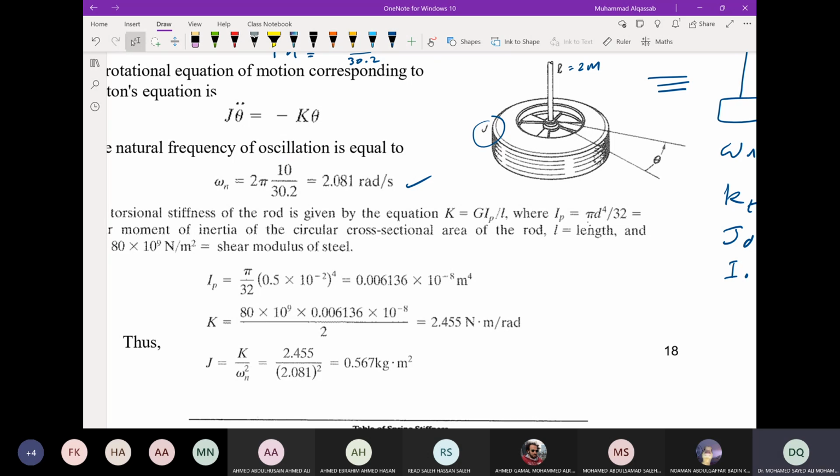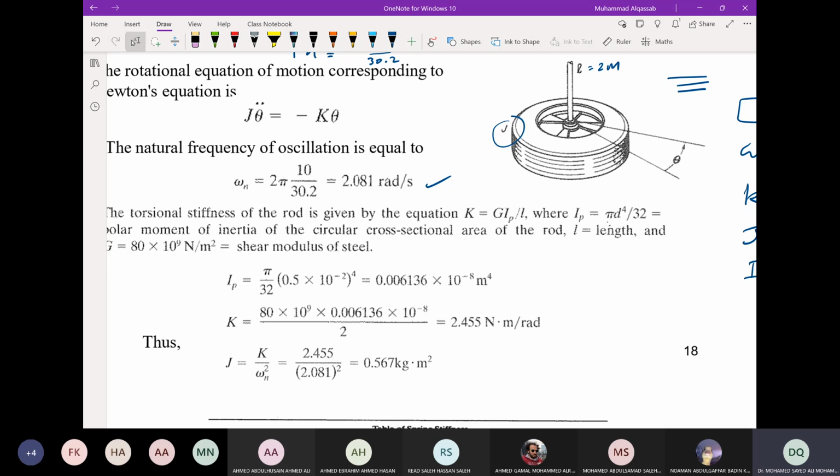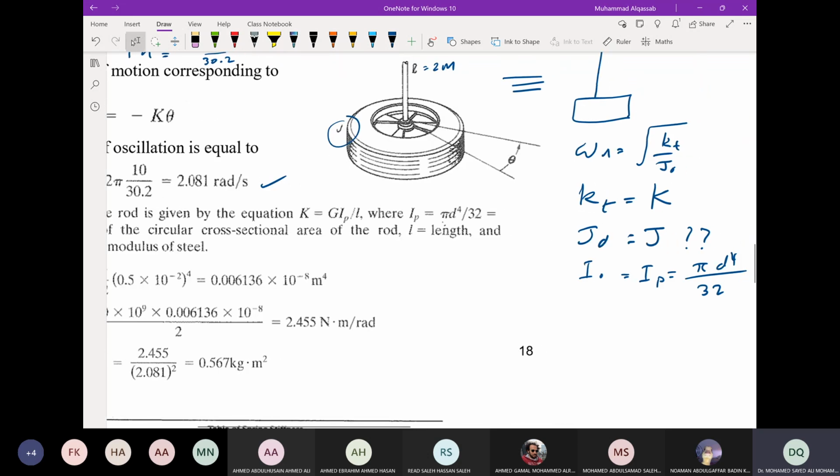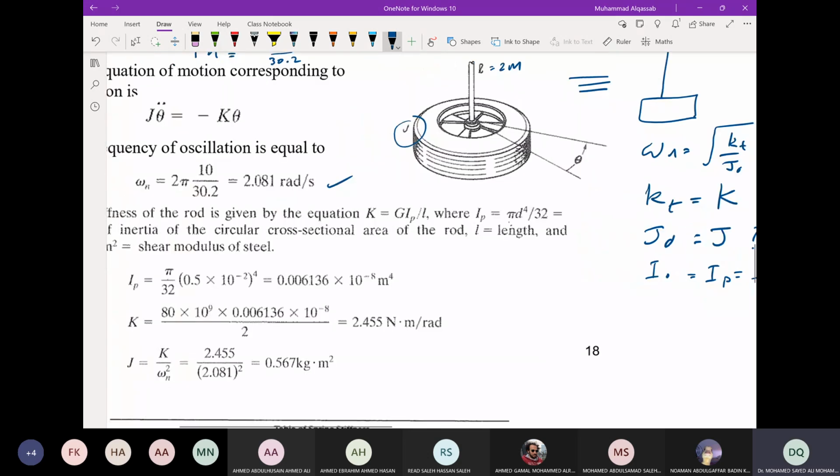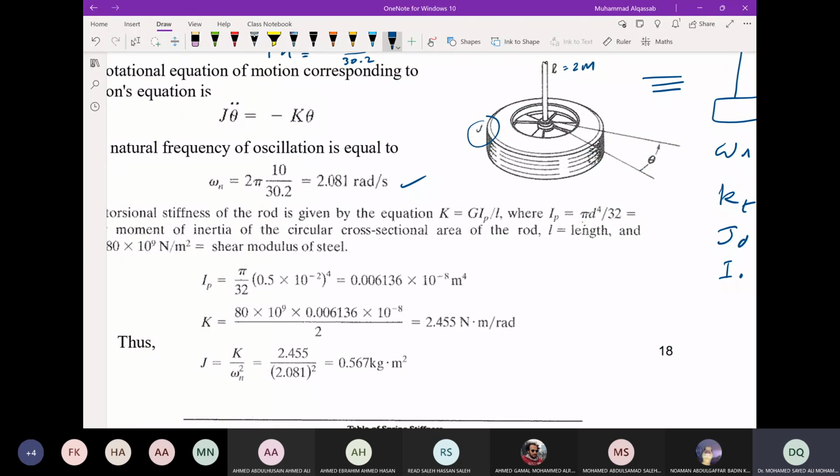And then we can substitute to find J, which is K over omega n squared. We use this model: omega n equals the square root of kt over Jo. You put Jo on one side, square both sides of the equation, and then you can find Jo, which is equal to K over omega n squared. It is 2.455 divided by 2.081 squared, and Jo becomes 0.567 kilogram meter squared, and that was the required thing.